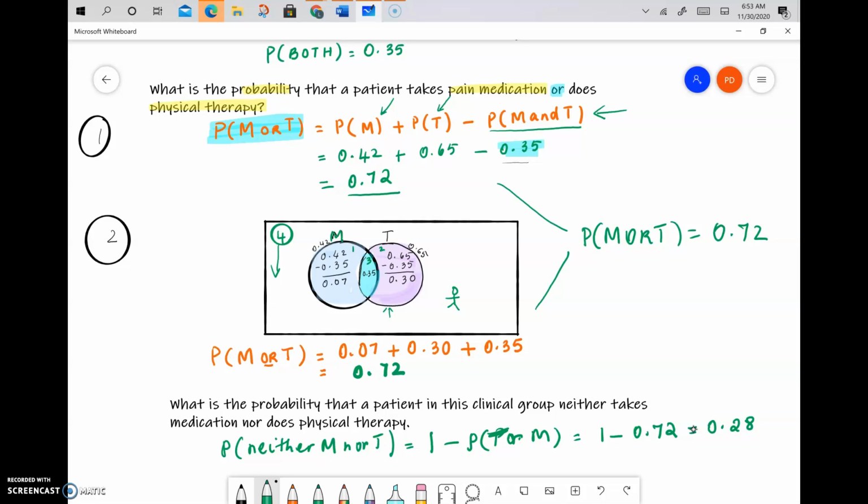So everything outside the two circles would be the probability that a patient does neither therapy nor medication. So that would be 1 minus therapy or medication, which we've already calculated as 0.72, and the difference is 0.28.